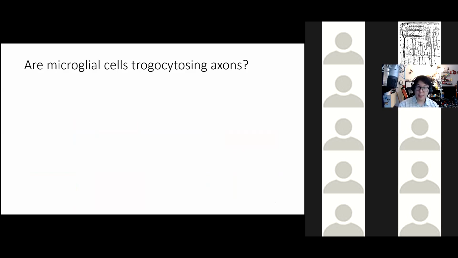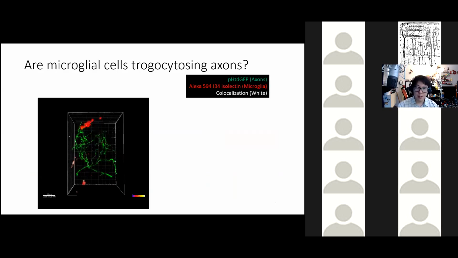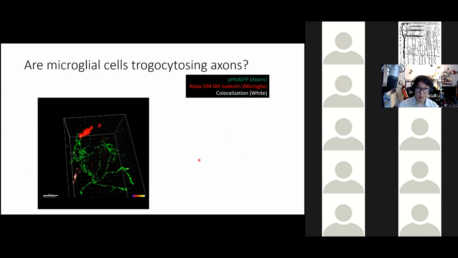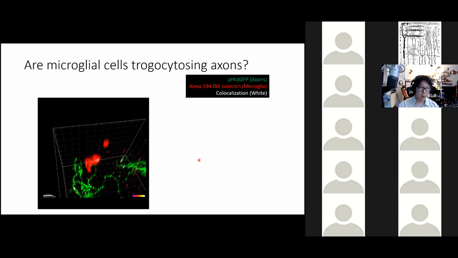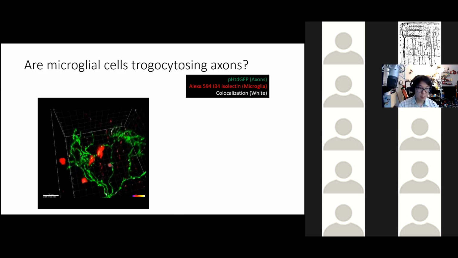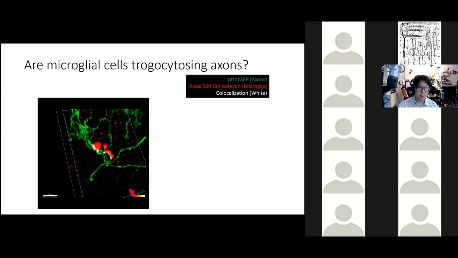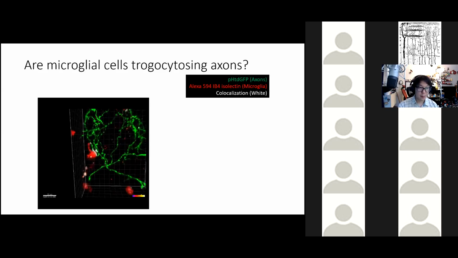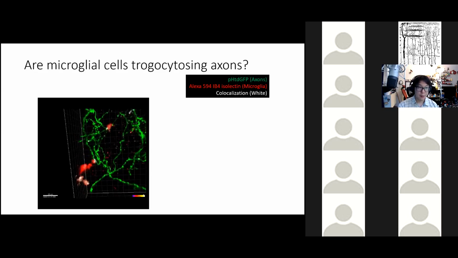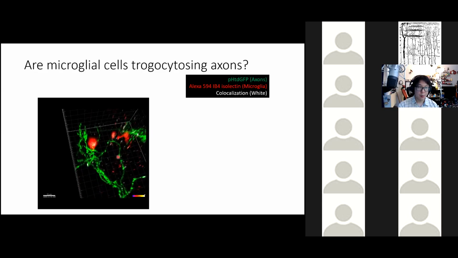We wanted to investigate that, and to do that, we labeled retinal ganglion cell axons with pH-stable GFP, also called pHTd GFP. So that's here in green, and we labeled microglia with IB4 isolectin, which we show in red. And the co-localization of red and green is shown as white. So if we look at this microglial cell here, it's interacting with this axon. And after the interaction, it becomes more fluorescent green.